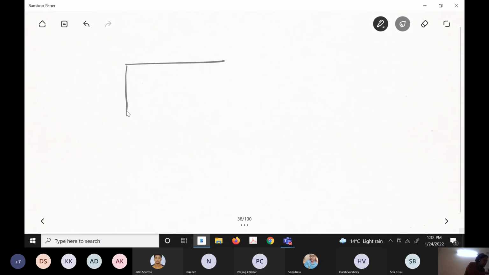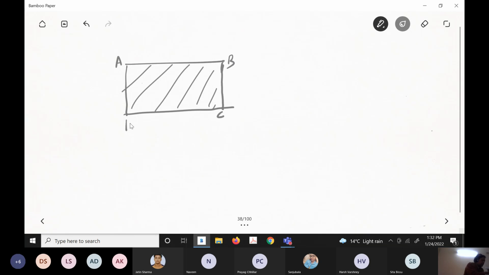Suppose you have this thing, a rectangle. Suppose I identify AD and BC, two sides. That means I'll have to flap it, like a fold. Then what will you get? You'll get a cylinder. Right? So that's the way it comes.